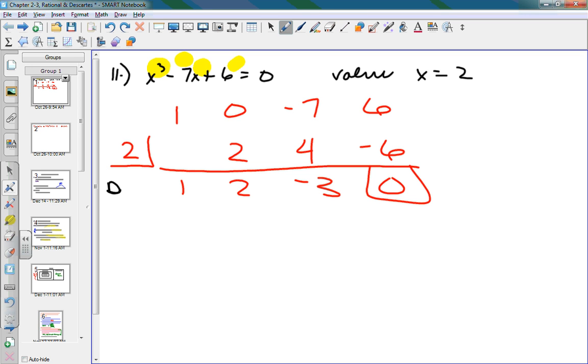It's degree 2. Why is it degree 2? Because my highest exponent was 3, and once you do synthetic division, it's 1 degree smaller every time. Okay? So now, what's my polynomial that I have left? X squared plus 2x minus 3.